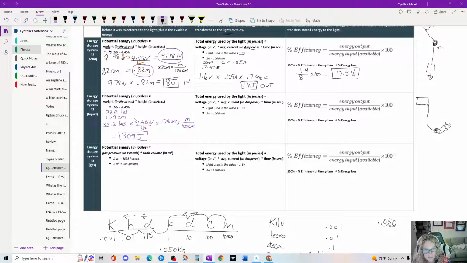Then looking at the video again, it's the same thing as up here. Our voltage is still 1.6, and this time the amps were 25 milliamps. And the time at this one was 178 seconds. So I just need to make sure everything's in the right unit, and then I can multiply it.